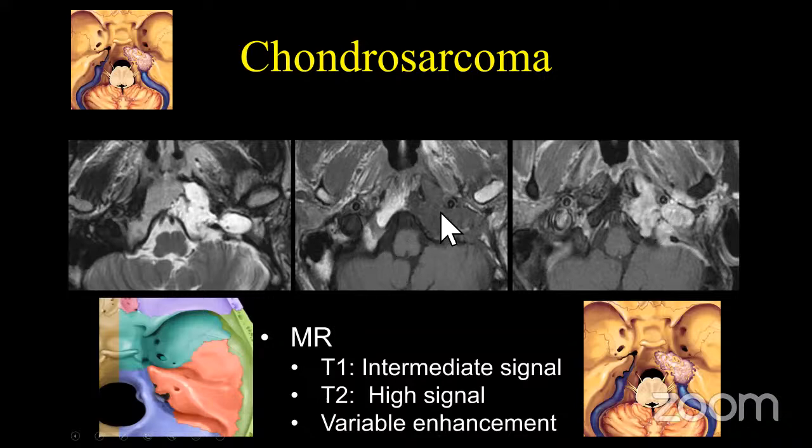And just for grins, right here we follow this out laterally. Here's our clivus, and you can see this little foramen right here. This just happens to be the hypoglossal canal. So in this particular case, this chondrosarcoma presented with a 12th nerve palsy, not necessarily a 6th nerve palsy. And again, from an imaging standpoint, it's hard to differentiate from a chordoma, but we can suggest it based on the paramidline approach.